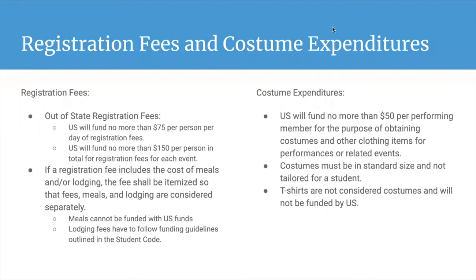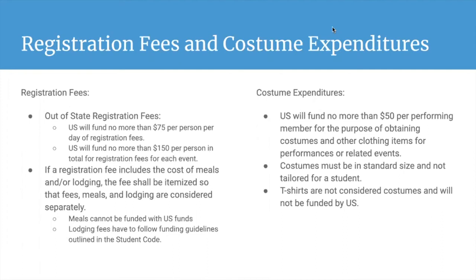Registration fees and costume expenditures. For out-of-state registration fees, undergraduate Senate will fund no more than $75 per person per day of registration fees. Undergraduate Senate will fund no more than $150 per person in total for registration fees for each event.